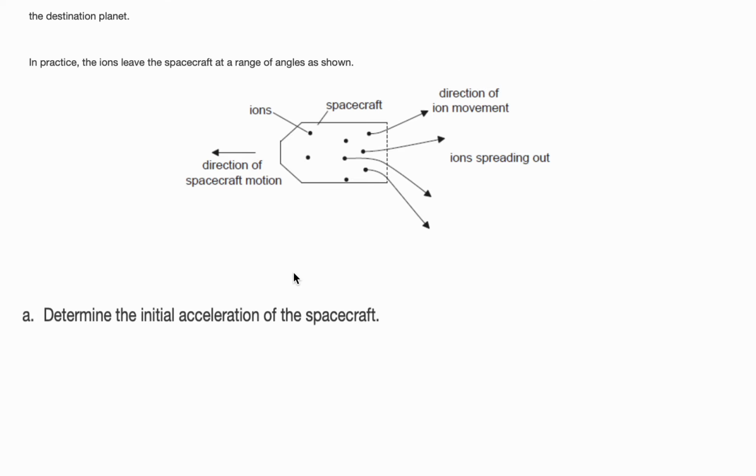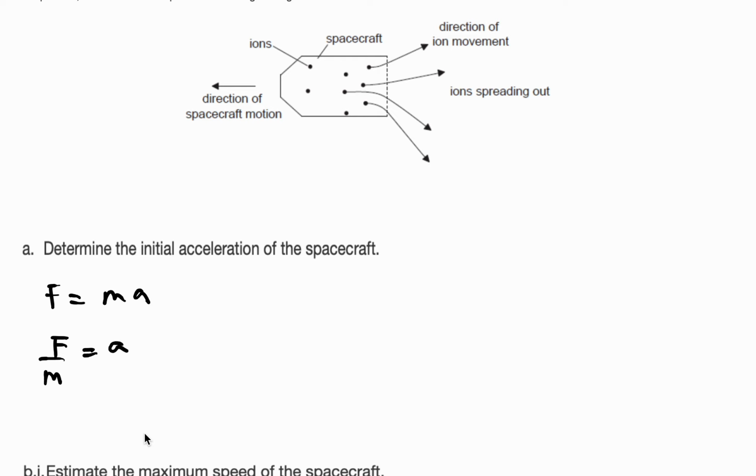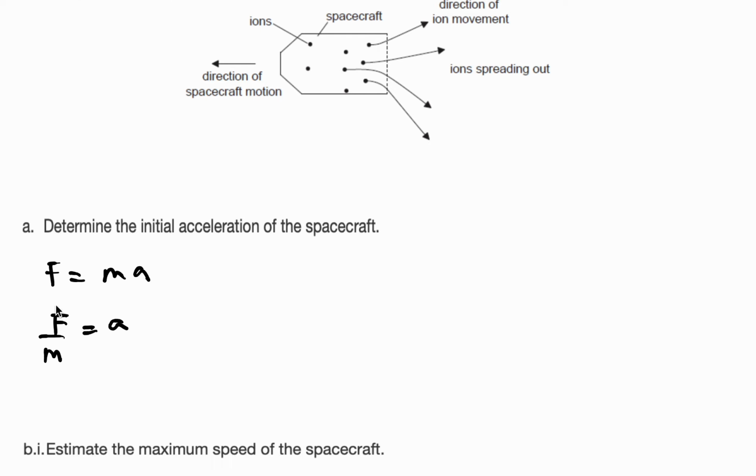Determine the initial acceleration of the spacecraft. Now, I want you to refer back to your data booklet. Do you have an equation such that you can solve for acceleration? Well, we have this equation from when we were learning Newton's laws, which is F = ma. You rearrange it, you get F/m = a. Now, how does this help us? How can we calculate the force at which these ions leave the spacecraft? Because the force at which they leave the spacecraft is also the force at which the spacecraft is thrusted forward. So the force on the ions and on the spacecraft would be equated.